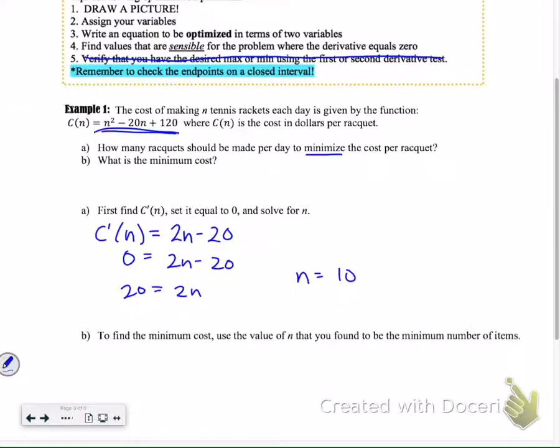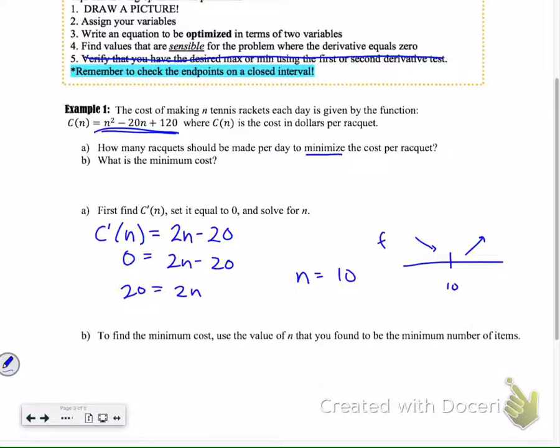Now, normally I would verify that this is a minimum. If it was a minimum here, then that means the graph's going to be decreasing, which means the left of 10 will be negative, and the right of 10 will be positive. But here's the thing. For anything that we're going to have to do, if they ask you to minimize, the number that you get as an answer will be a minimum. And if they ask you to maximize, the number that you get as an answer will be your maximum. So you really don't have to worry about it. But if you're concerned about that, you could do that.